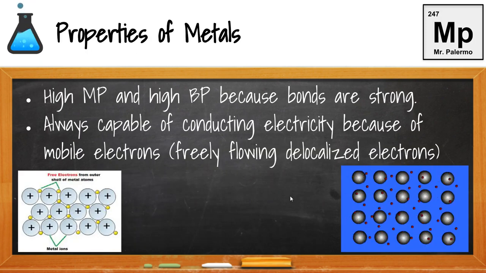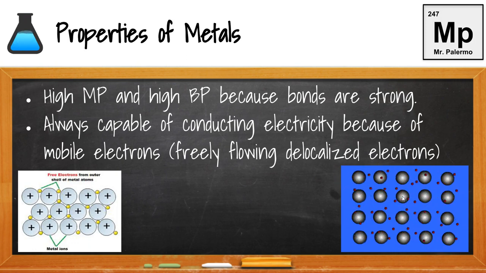What are the properties of metals? Well, metals have a very high melting and very high boiling point because the bonds are extremely strong. And they're always capable of conducting electricity, unlike ionic where it was only in water. And the reason they can conduct in the solid and liquid phase is because of mobile electrons. They have free-flowing, we call delocalized electrons, as you can see here in this animation.